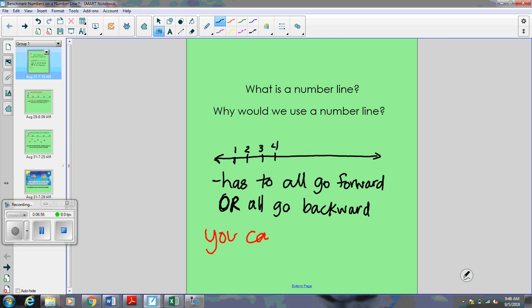You can use number lines to add. Awesome. What else can you use number lines for? What do you think, Cohen? Hoping you get the tens. Making tens? Yeah, and that's really any kind of strategy, whether that's adding or subtracting, right?